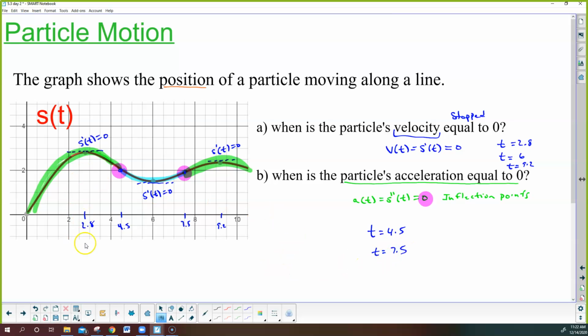Okay. Now, really quick, I kind of want to just put a little note here. What does this green line tell me? What does the blue line tell me? And we already know what the purple dot is, right? That's your point of inflection.